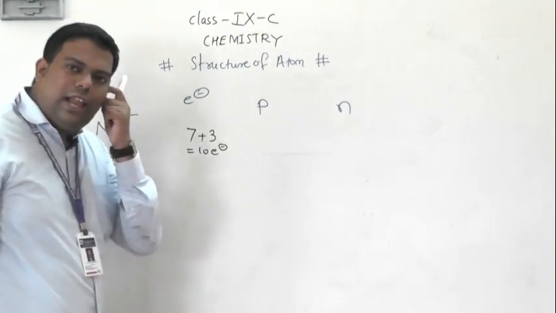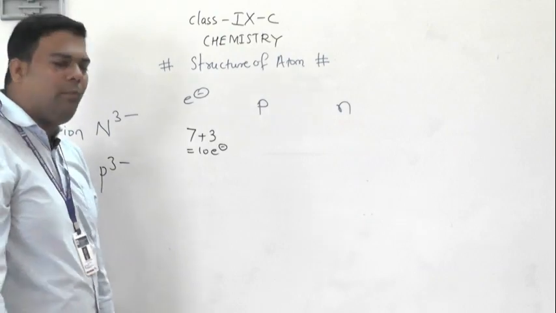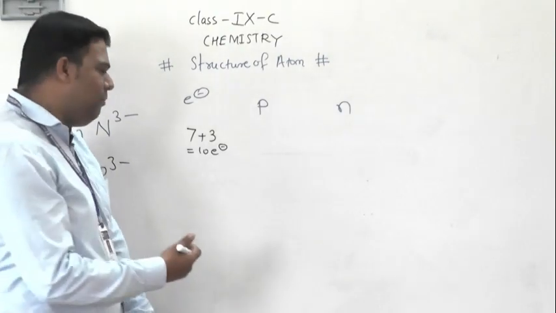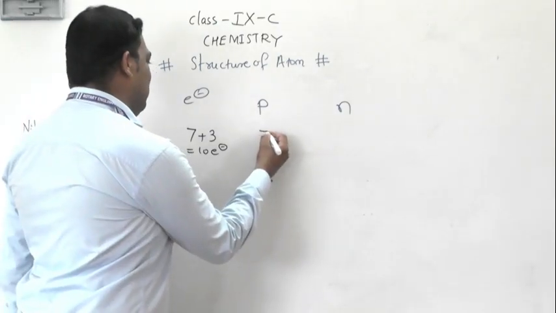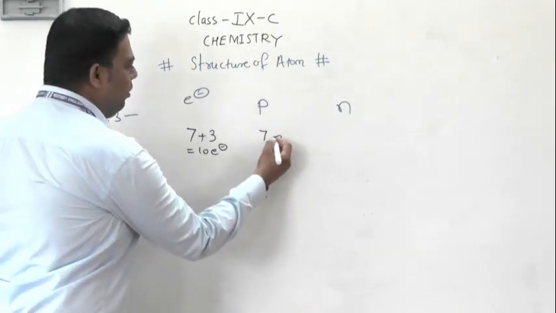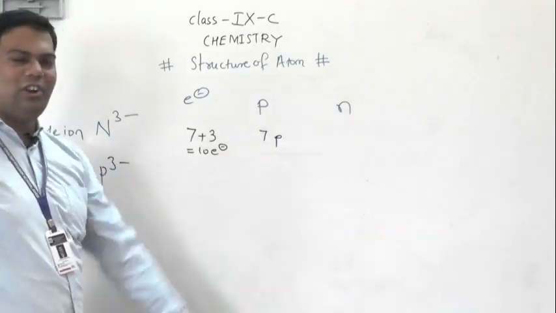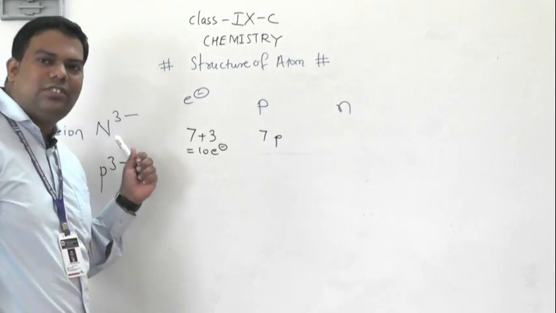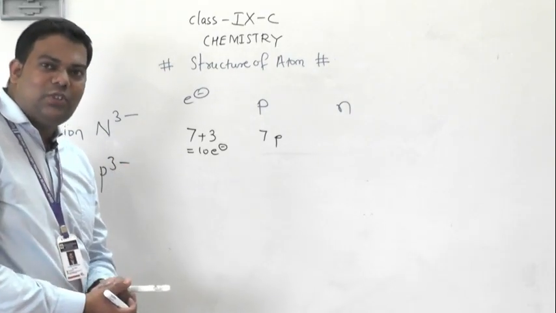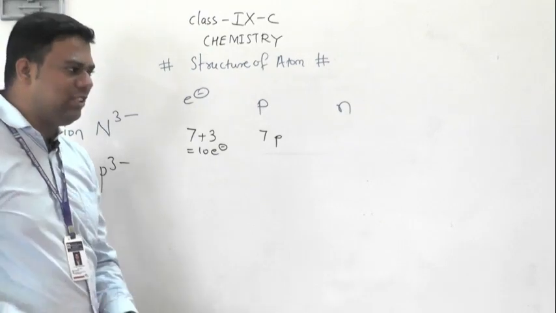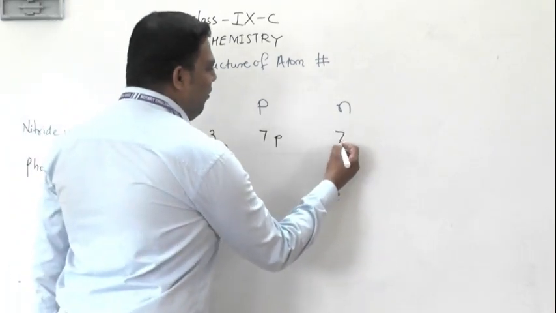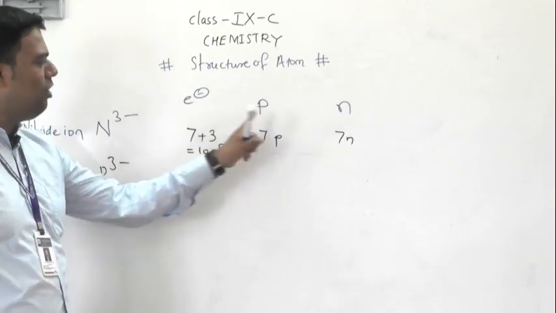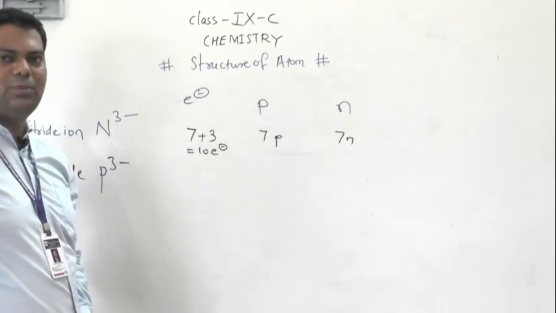Now suppose we are going to calculate the number of protons. The number of protons is equal to the atomic number only. So how much is that? 7 protons. And the number of neutrons: the atomic number of this nitrogen is 7, and the mass number of nitrogen is 14. So 14 minus 7, here how much? 7 only neutrons. Understood? So like that we can calculate electrons, protons and neutrons from any species.